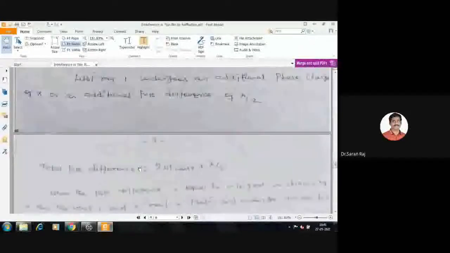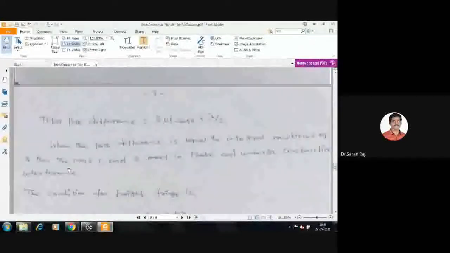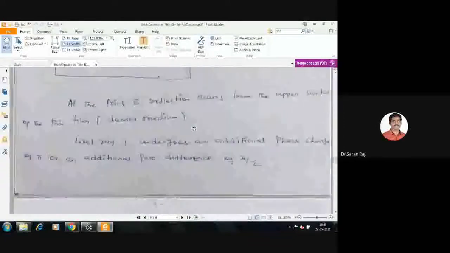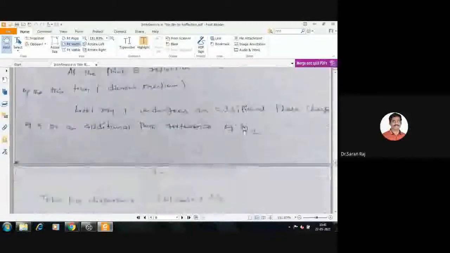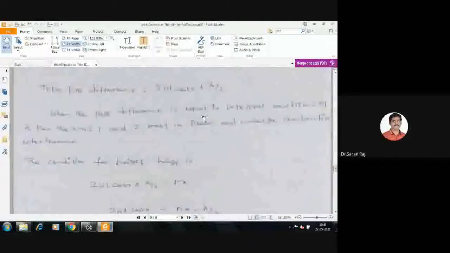So now we can write the total path difference: 2 mu t cos r, plus additionally lambda by 2 for light ray 1, the denser medium case. When the path difference is equal to an integral multiple of lambda, then ray 1 and ray 2 meet in phase and undergo constructive interference.